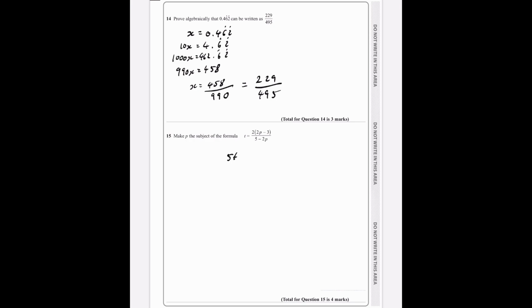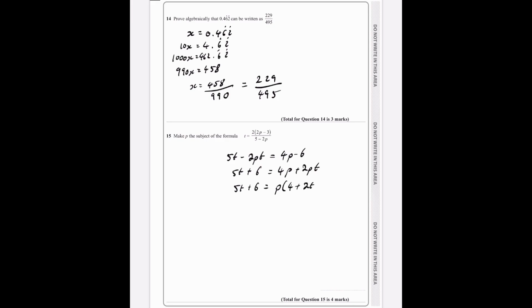For question 15, changing of subject, so multiply both sides by 5 minus 2p. I expand the right hand side out at the same time. Then I'm going to bring the p's onto the right hand side and the non-p's onto the left. The reason I've done that is to just keep everything positive. If you did it the other way and brought the p's onto the left, you can still get the correct answer, you just have lots of negatives in it.